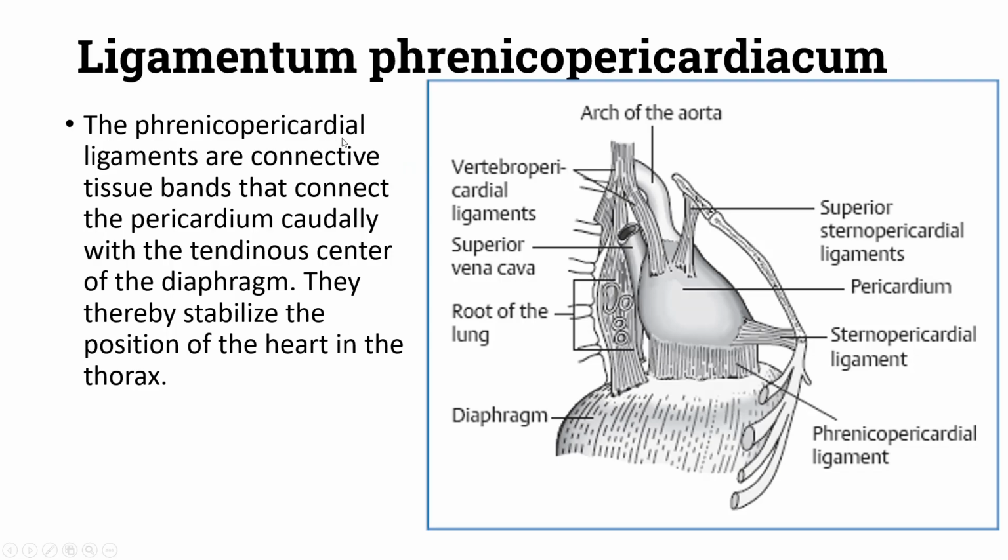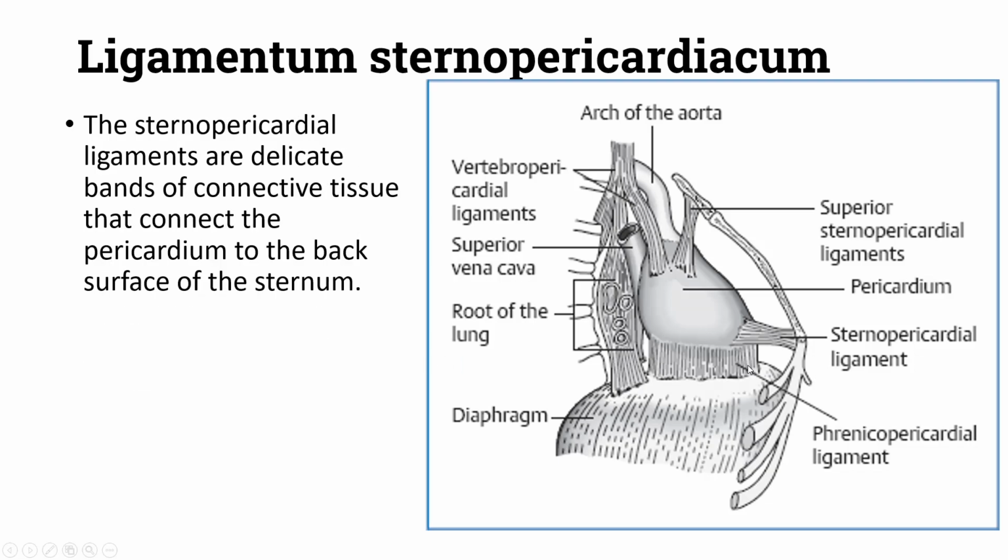The phrenico-pericardial ligaments are connective tissue bands that connect the pericardium caudally with the tendinous center of the diaphragm. They thereby stabilize the position of the heart in the thorax. Ligamentum sternopericardiale: the sternopericardial ligaments are delicate bands of connective tissue that connect the pericardium to the back surface of the sternum, here on the back surface, with the superior and the inferior.